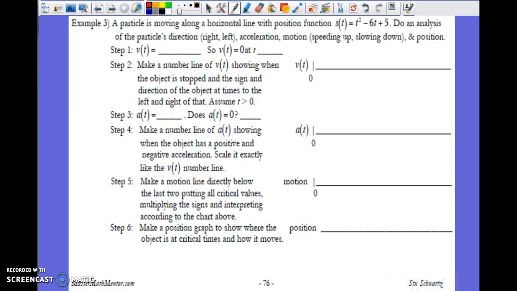Okay, here are the examples so that you can do the work. You'll have time in class to do it, the whole class period. Right here, it's asking you to analyze the particle's motion.